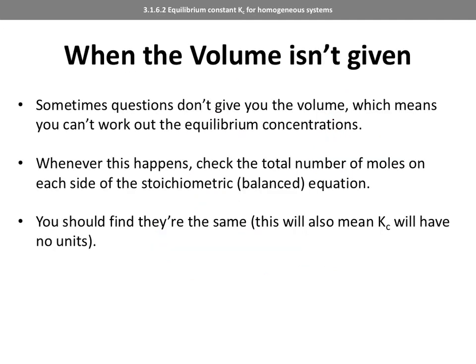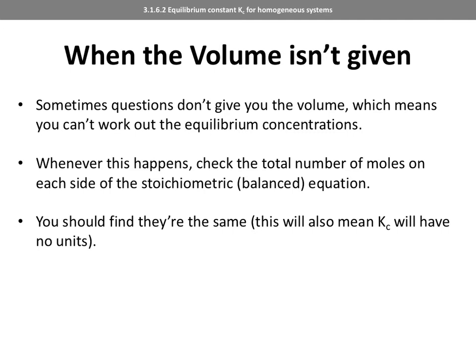Now, often in questions like that, you're not always given the volume, which means you can't work out the equilibrium concentrations. And so what happens is most students think, oh my God, there's a mistake in the question. And almost certainly there isn't a mistake in the question. So when that happens, when you're not given a volume and your initial reaction is, well, I should have been given a volume, how else can I work out the concentrations?